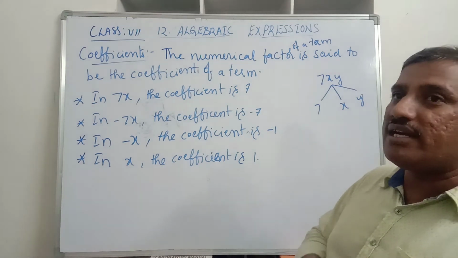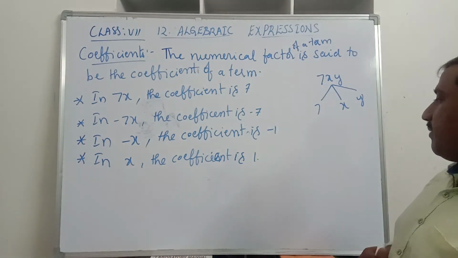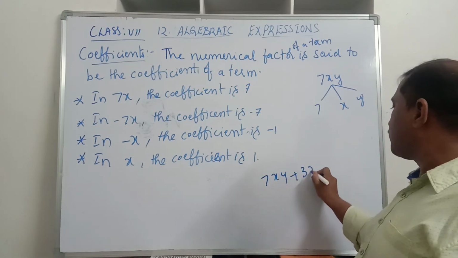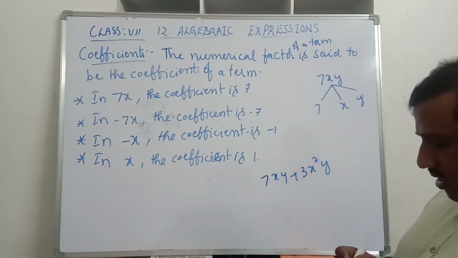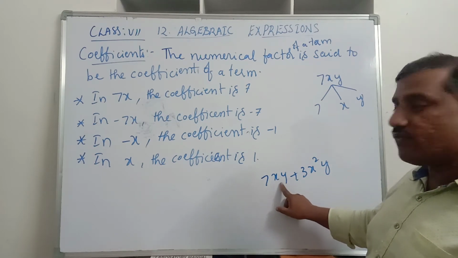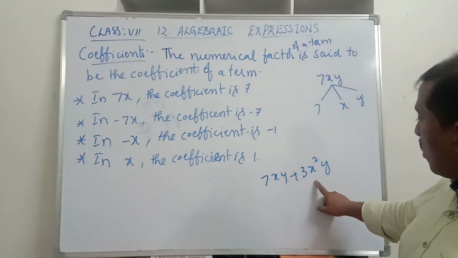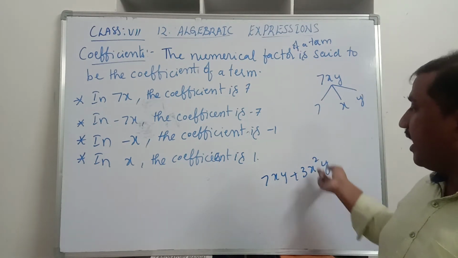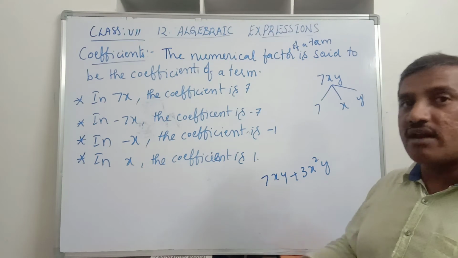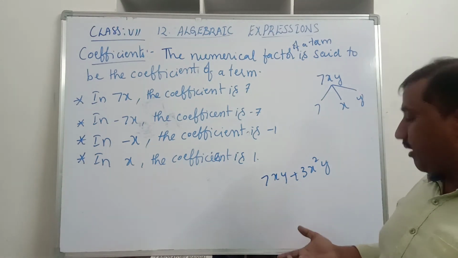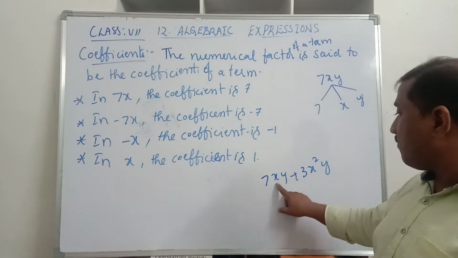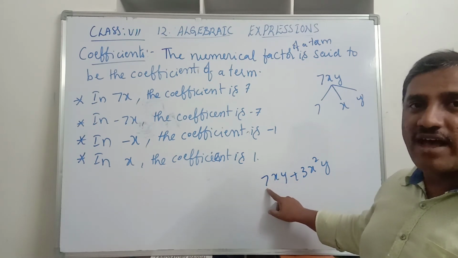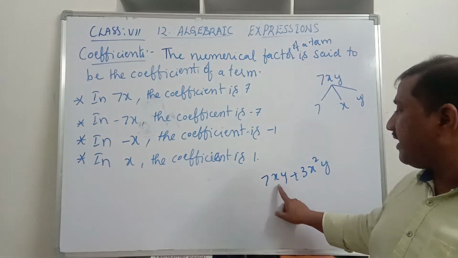Even if you go deeper, for example, in the expression 7xy plus 3x square y, here 7 is the coefficient of xy in the first term, and 3 is the coefficient of x square y. Even if you go deeper in a general way, take the coefficient of x. Excluding x, the leftover remaining factors are 7 and y. 7y is the coefficient of x.